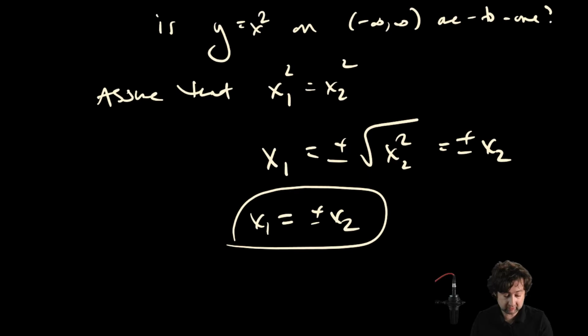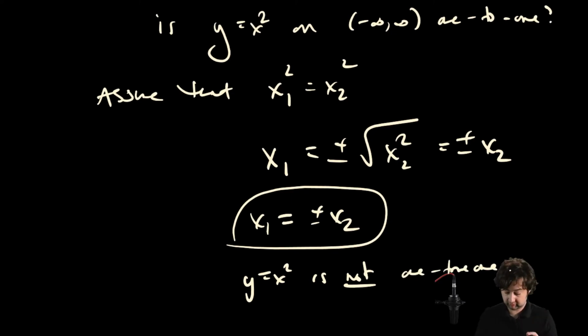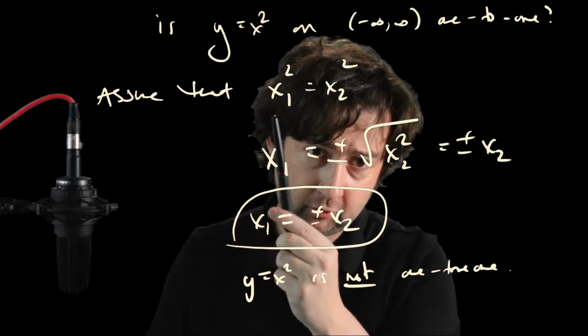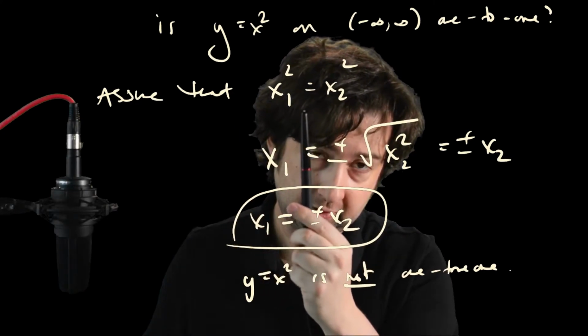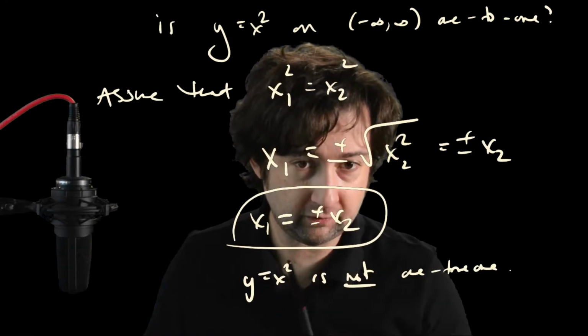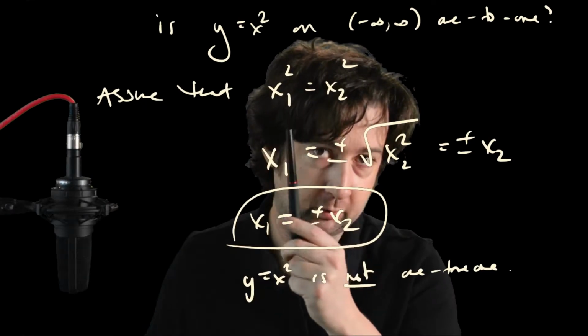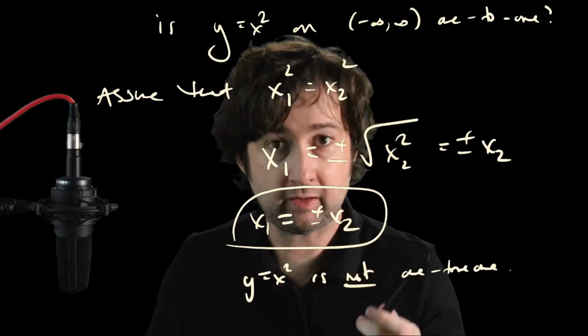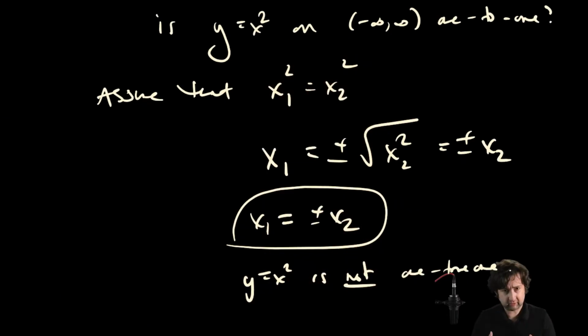So this means that y equals x squared is not 1 to 1, because we started by assuming that the output values were equal, and we showed that that does not force the input values to be equal. There are two different input values that result in the same output value, and that's not a 1 to 1 function. Let's actually write down a more formal definition now of a function having an inverse, what that inverse is, and some of its algebraic properties.